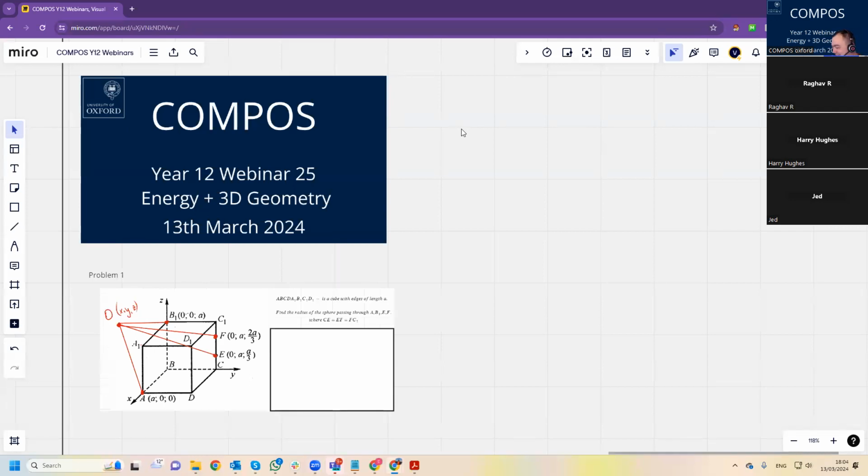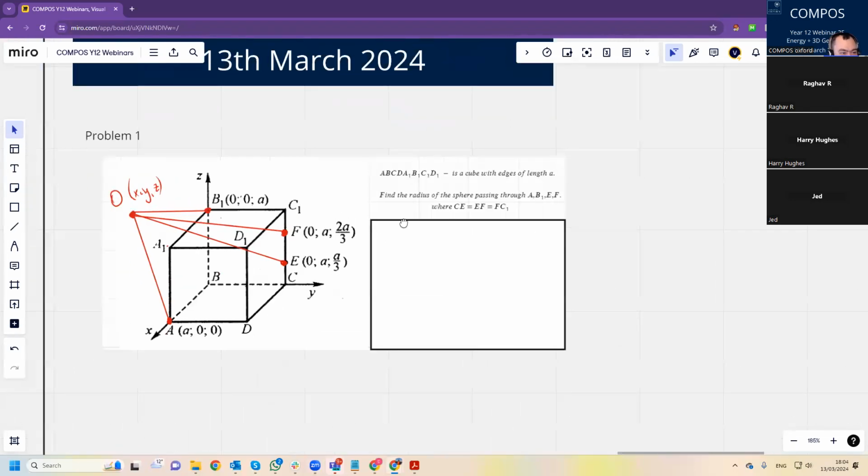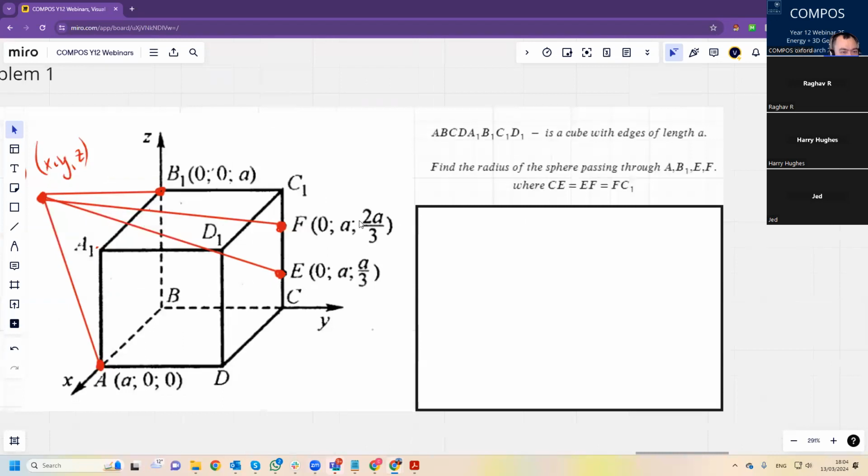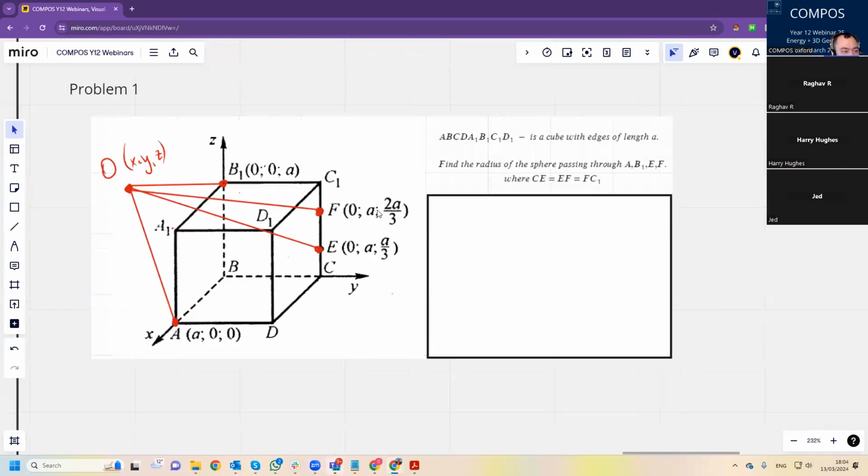Okay, so we start with problem one, which I haven't finished last time, so I just wanted to go through that. You have a cube with an edge of length A. You need to find the radius of the sphere passing through A, B1, E, and F, where CE equals EF equals FC1.